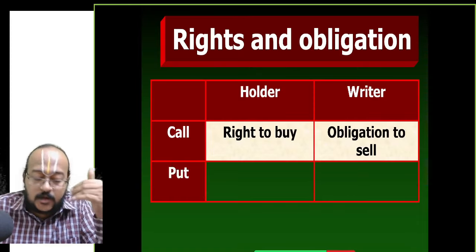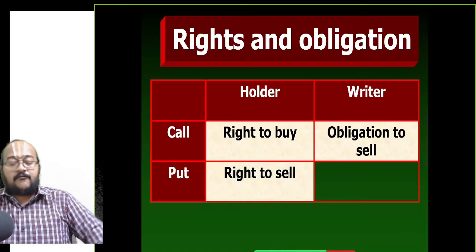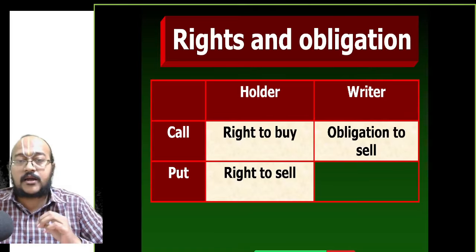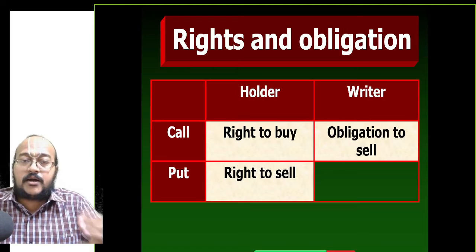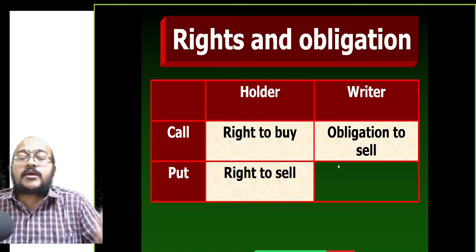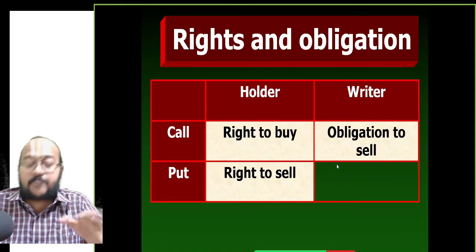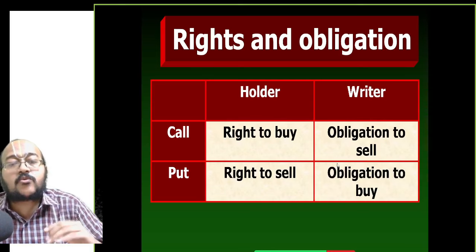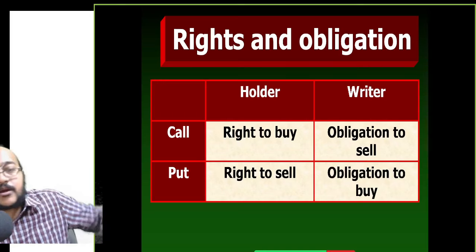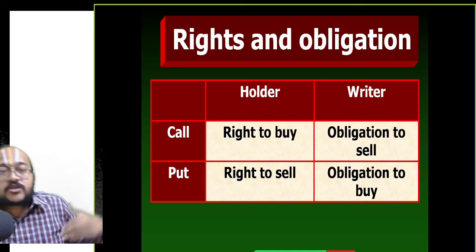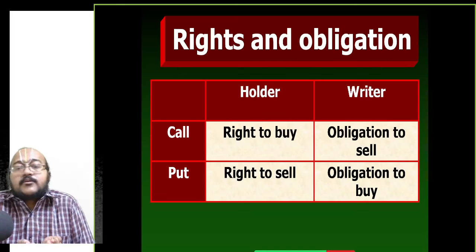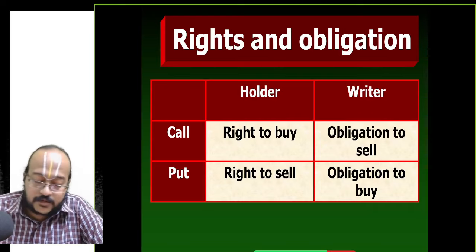Come to the put option. In a put option, the holder will have the right to sell, because the holder has only rights, and a put option is about selling. So he has the right to sell at the agreed upon price. The writer of the put option will have the obligation to buy, because you have given the right to sell to the other party, which means at whatever price he is selling, you need to just take it. Clear? Obligation to buy.